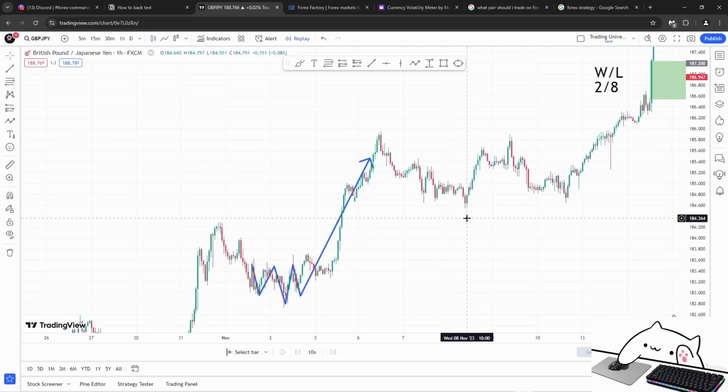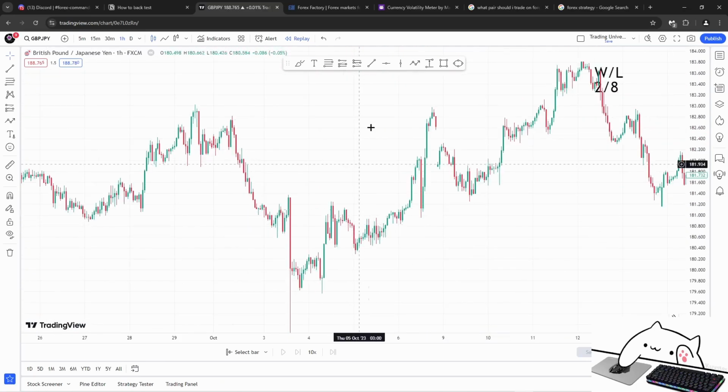So it's all about backtesting a plan, going back and testing it out. If it doesn't work, change the plan, change variables, change whatever you need to change until it does work.